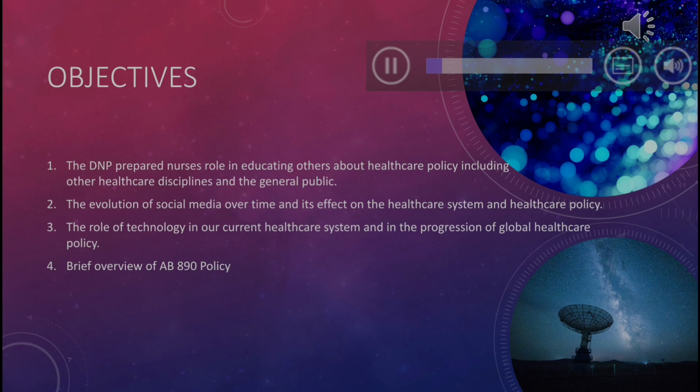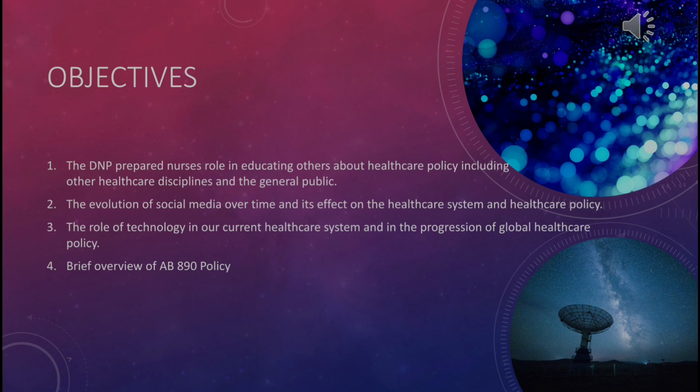Four objectives that I'll be discussing through this presentation will be number one, the DNP prepared nurse's role in educating others about healthcare policy, including other healthcare disciplines and the general public. Number two, the evolution of social media over time and its effect on the healthcare system and healthcare policy. The role of technology in our current healthcare system and in the progression of global healthcare policy will be number three. And lastly, number four, I'll be just briefly discussing the overview of AB 890 policy in California.